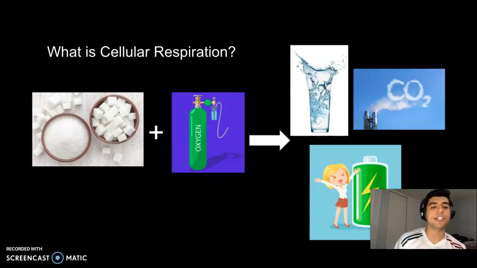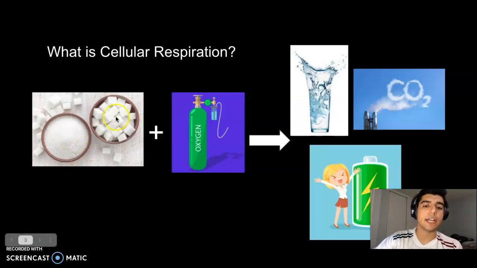In cellular respiration, we have two reactants. One of them is sugar and the other one is oxygen. We use sugar molecules and oxygen molecules. We break them down and we form new compounds. We form water, carbon dioxide, and energy. Those are going to be our products in cellular respiration.